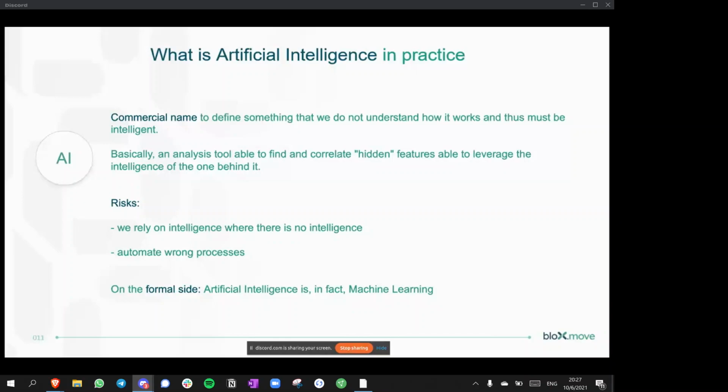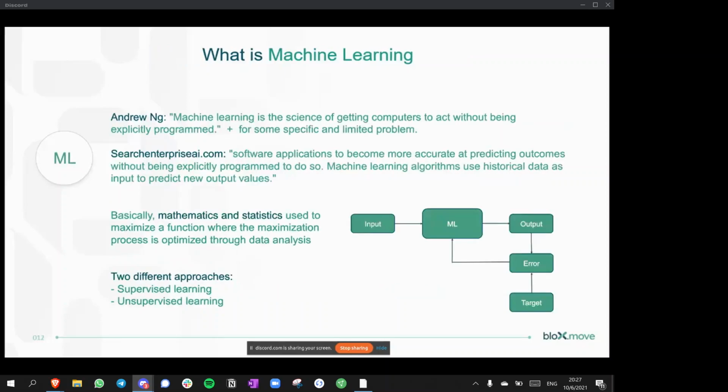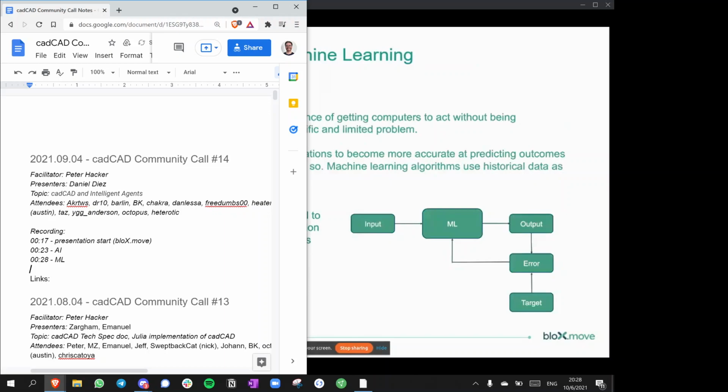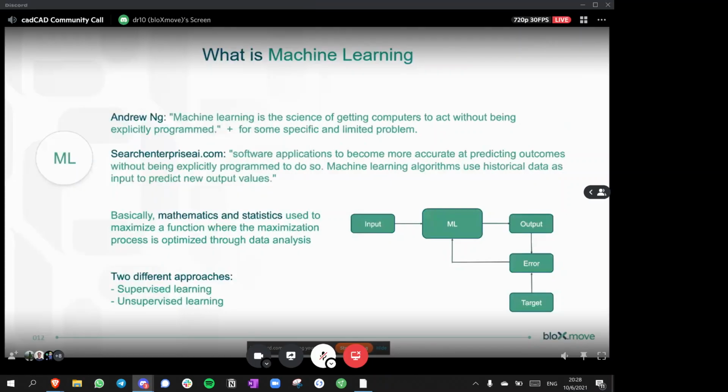And from the formal side, all of us know that it's based on mathematics, but when we talk about artificial intelligence in these specific application areas, we are talking about machine learning. And what is machine learning? Machine learning, as Andrew Ng defined it, anyone that has any experience or any interest in machine learning has probably come across this name and this guy, because he's one of the first persons that were trying to apply it in an industrial way and to extend the applicability of machine learning to real world problems.